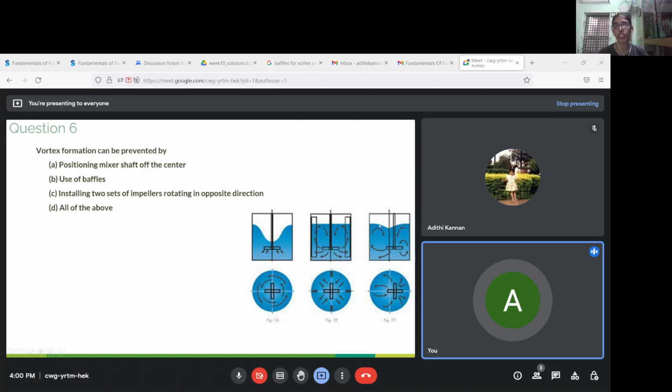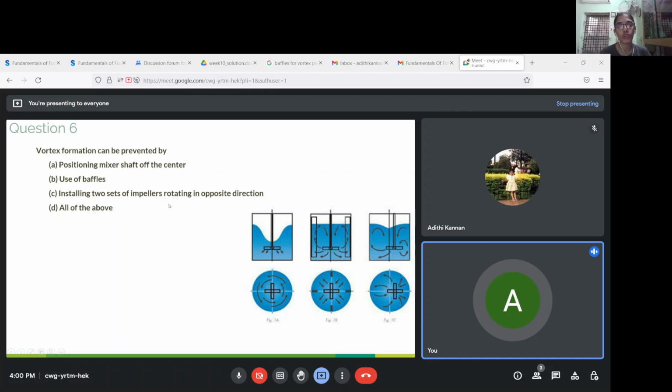Or you can do one more thing. You can place the shaft in the center itself, but at an angle. Instead of keeping it at 90 degrees to the base of the mixing tank, you can keep it at a slightly different angle. Because of this angle of the impeller to the base of your tank, again your vortex formation is reduced or prevented. So you can either position it off the center or you can place it at a certain angle.